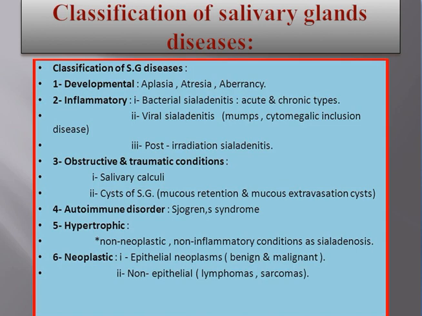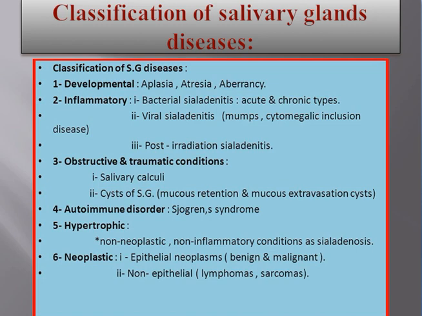The second part of this classification is inflammatory disorders and diseases of the major salivary glands, and they can be, as usual, bacterial sialadenitis in acute and chronic types, viral sialadenitis, and the most widespread, that is mumps, or cytomegalic inclusion disease as part of herpesvirus infection, and post-irradiation sialadenitis.